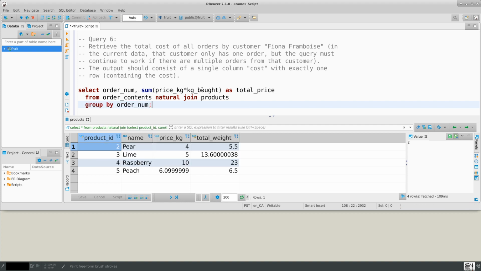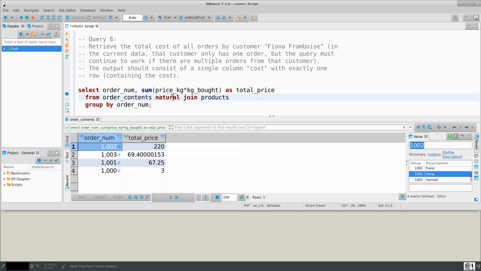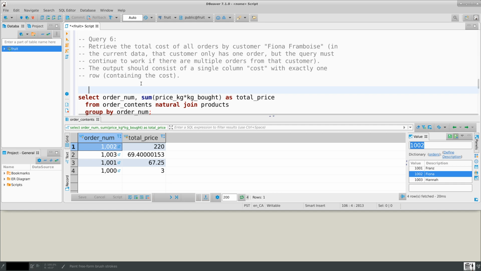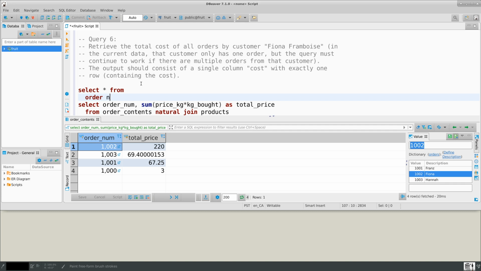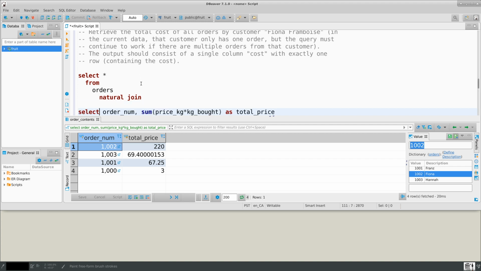So I use the sum function, and that's a good sign I probably want to use a group by somewhere. So we'll try that. And we can see that does give me the total price of each order. And if you think this way, you'd say, okay, how do I get the total price of all of the orders from this customer, because there might be more than one? Well, what I could do is join this whole thing. So we'll say select star from orders, natural join, and then this whole thing.